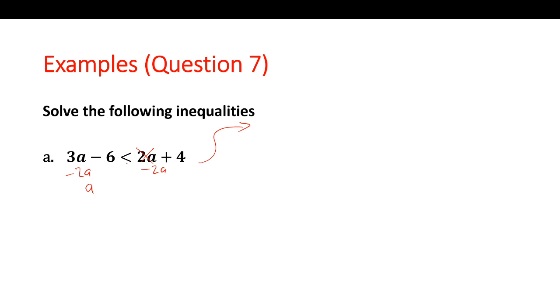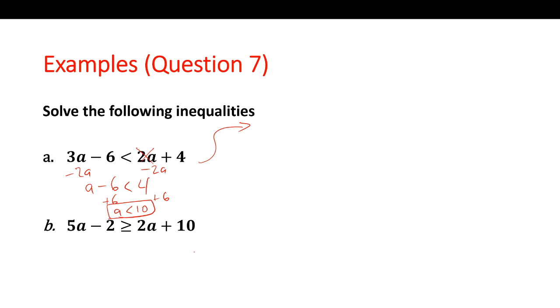3a minus 6 is less than 2a plus 4. So it leaves me with a minus 6 is less than 4. And now this is just like a one-step equation. To get rid of minus 6, I'm going to add 6 to both sides. I'm going to get a is less than 10. Okay? And so that's our answer. Now I have a sneaky suspicion there's probably going to be one that pops up right on top of that. I'm going to just move it all up. A is less than 10. Okay, that's my final answer.